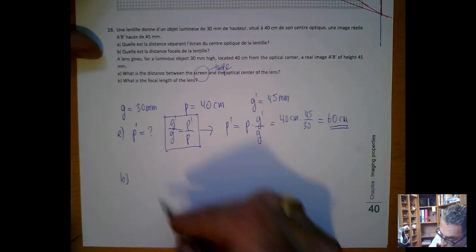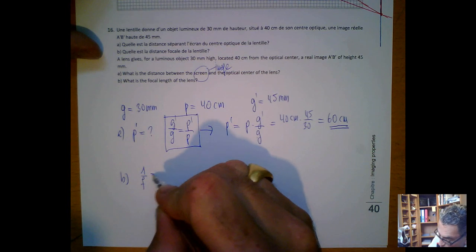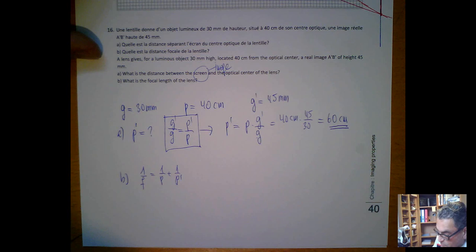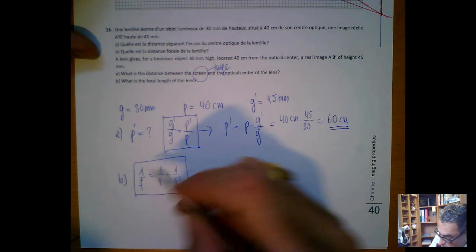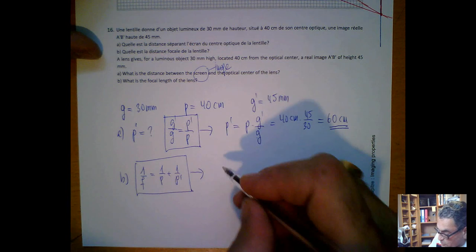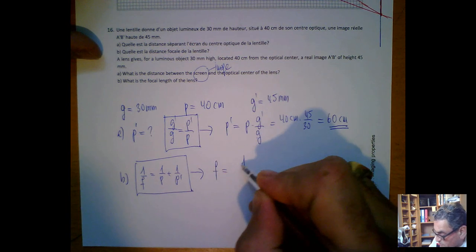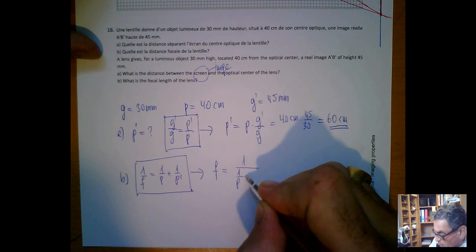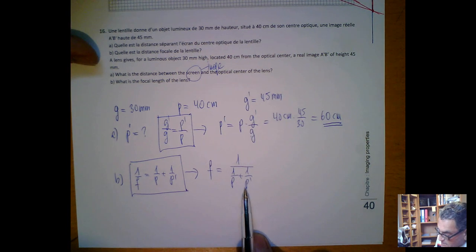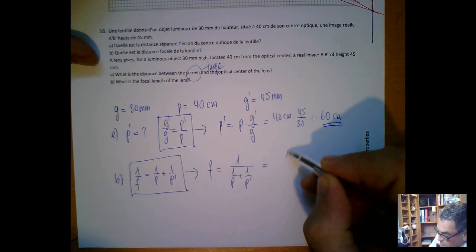How do we want to do that? Well, we have one law which says 1 over f is equal to 1 over p plus 1 over p prime. Now you can invert both sides of the law, and you can say that f is 1 over (1 over p plus 1 over p prime). Be careful with that. You cannot add up or do something different algebraically. And so now we compute that.